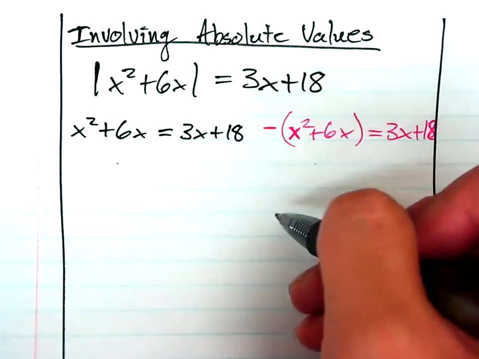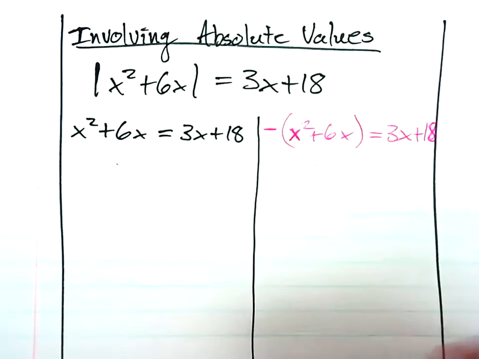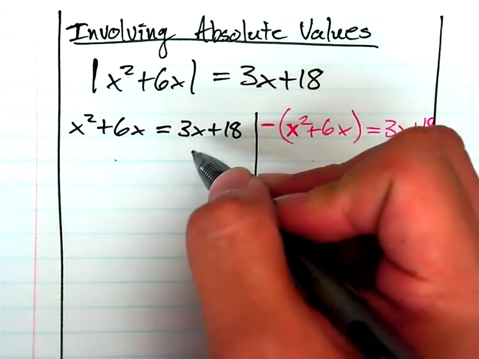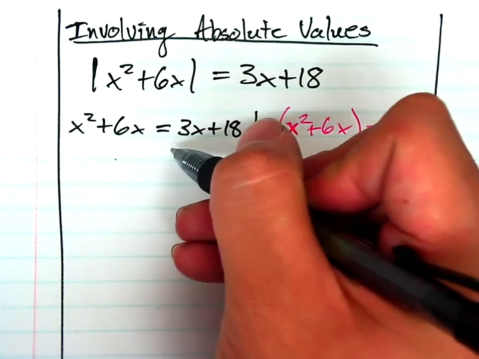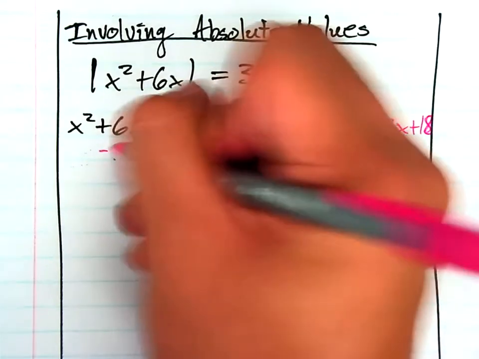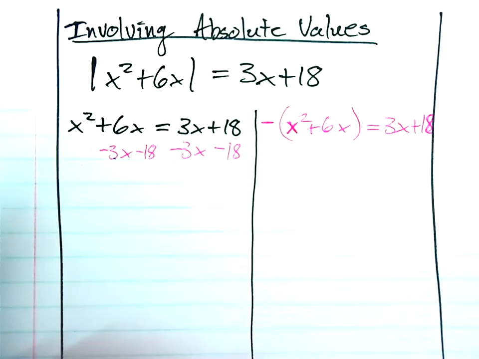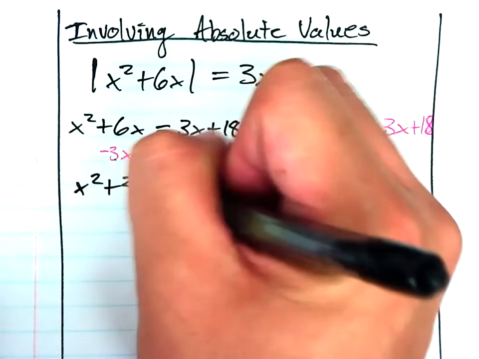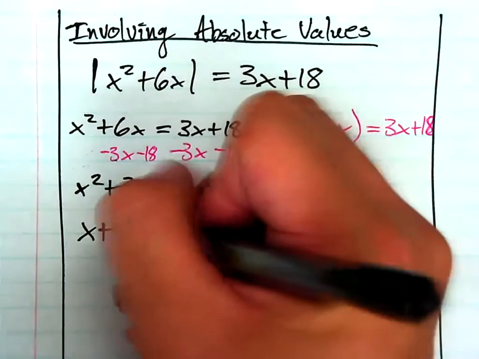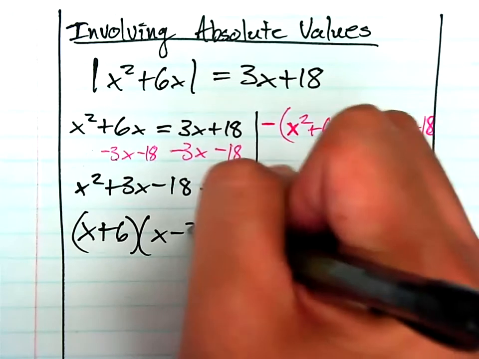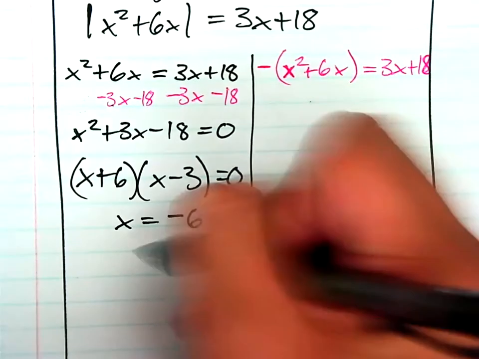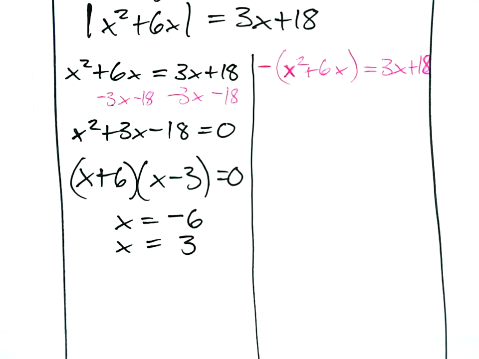Okay, so let's go ahead and do the one on the left first. So we have x squared plus 6x equals 3x plus 18. Best thing to do here would be to set my entire quadratic equal to 0. So I need to subtract 3x and 18 on both sides. Therefore, I get x squared plus 3x minus 18 equals 0. It is factorable, so I get x plus 6, x minus 3 equals 0, meaning that I get x equals negative 6 and x equals positive 3. Okay, that's our first set of answers.